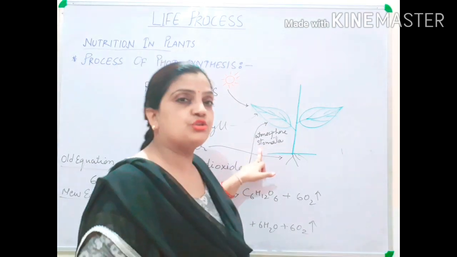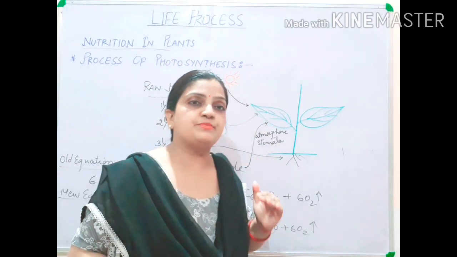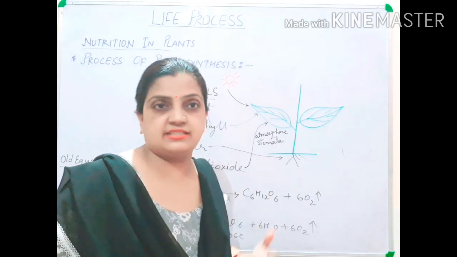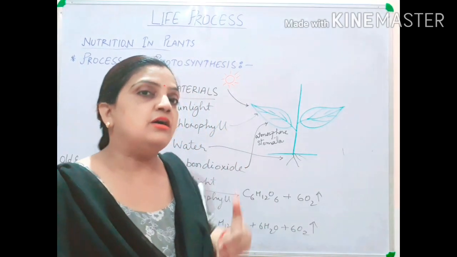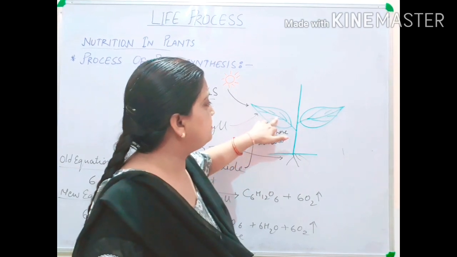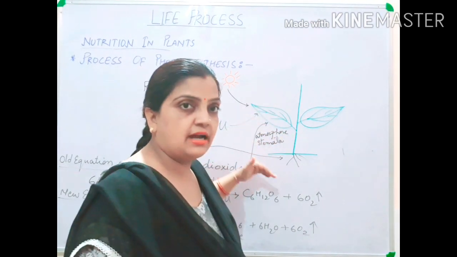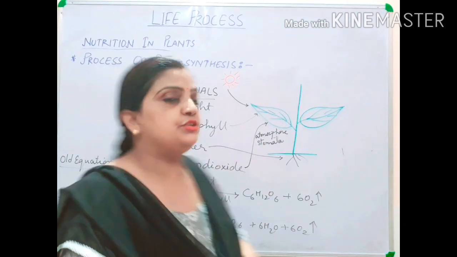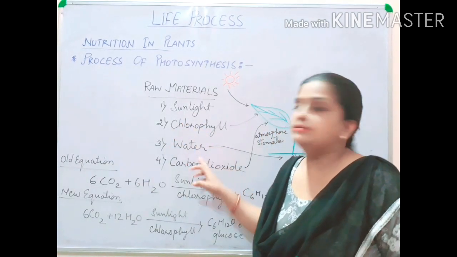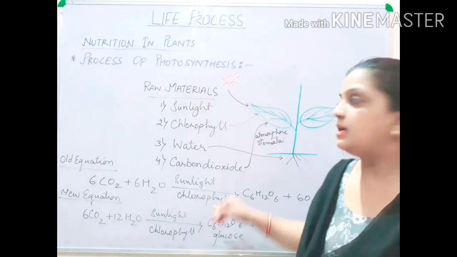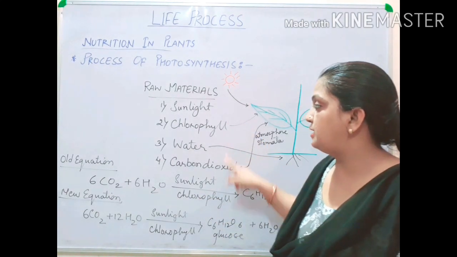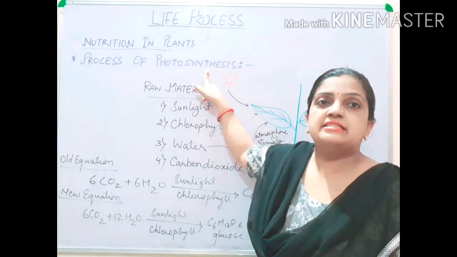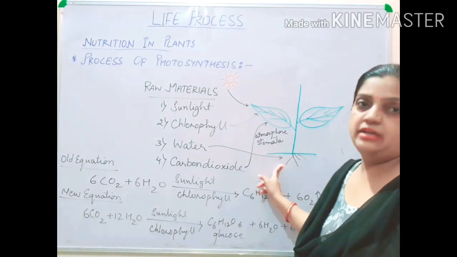And where is the stomata present? The stomata is present on the surface of the leaves through which exchange of gases occurs. Through stomata, CO2 enters inside the leaf and oxygen comes out of the leaf during the process. So children, utilizing these four components like sunlight, chlorophyll, water and carbon dioxide, this whole photosynthesis process is completed in case of plants.